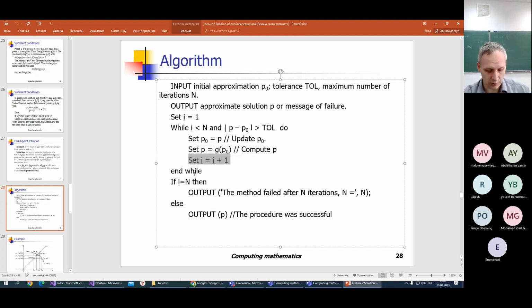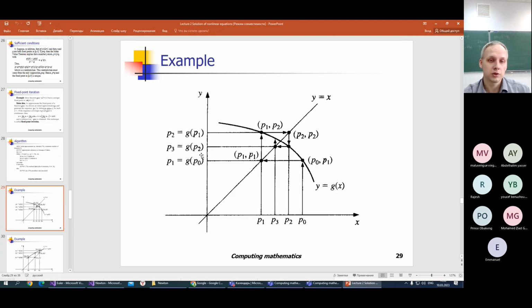Later I will show you the implementation of this method in C++. But now I show you two examples, two graphical illustrations. Suppose that this is a graph of the function g of x, and this is a line y equals x.